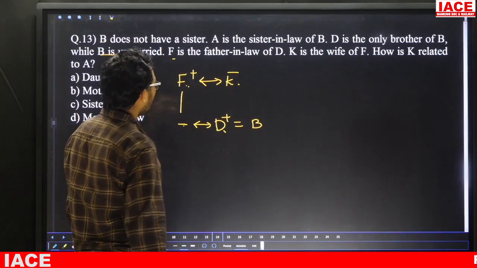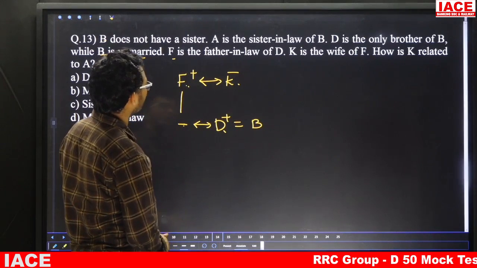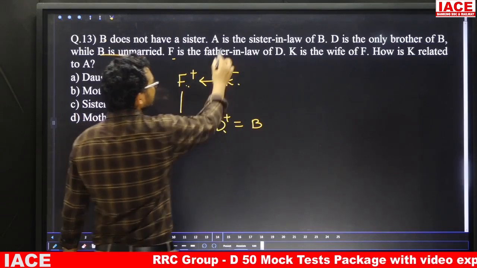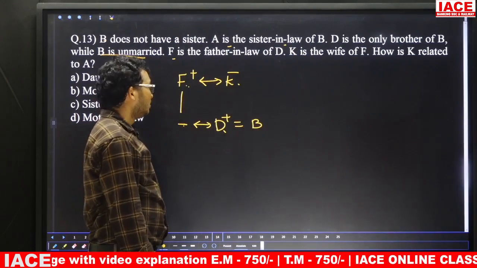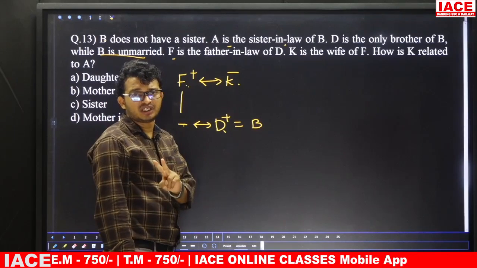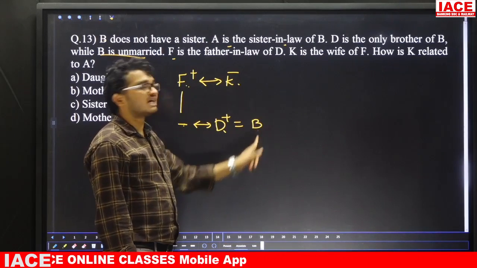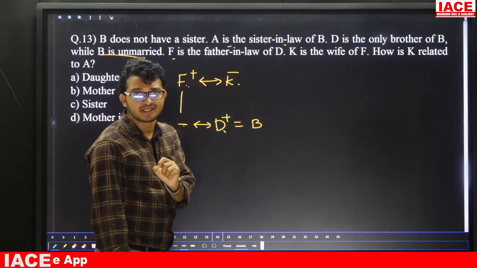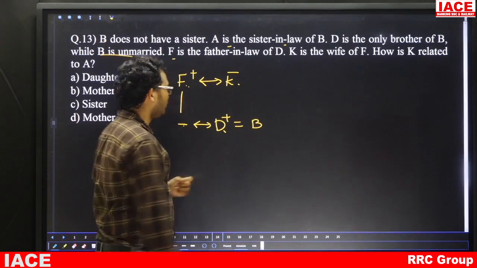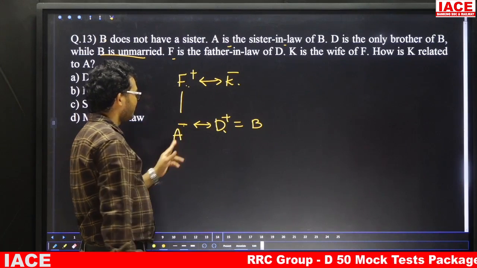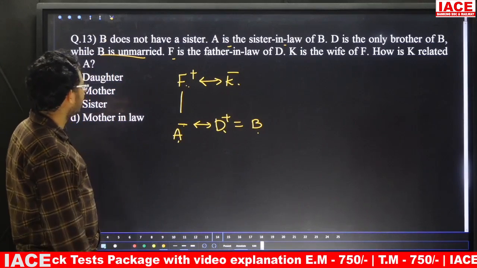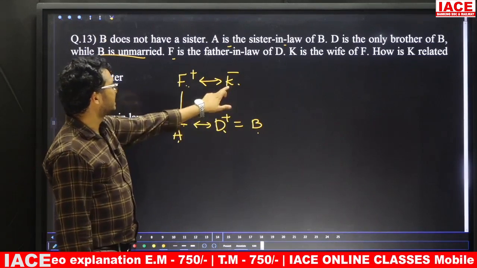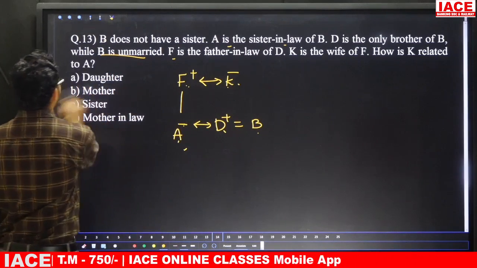Next one, how is K related to A? Now A is the sister-in-law of B. For sister-in-law we have two possibilities: spouse's sister, but B is not married, so no chance of spouse's sister. The only possibility is brother's wife. So this one is A. Now the question is how K is related to A. Mother. The answer is option B.